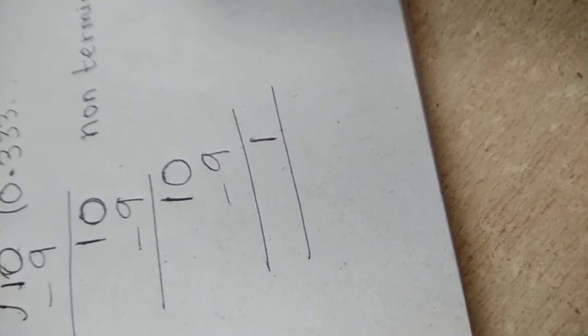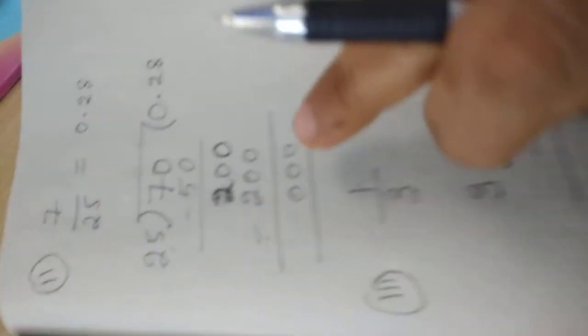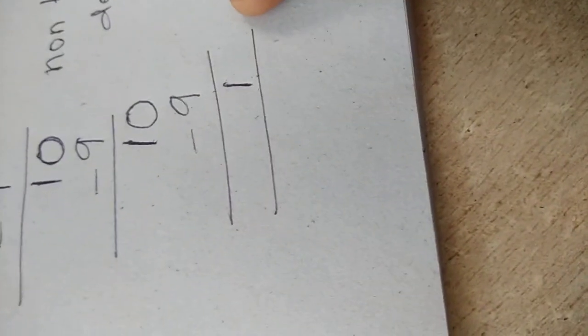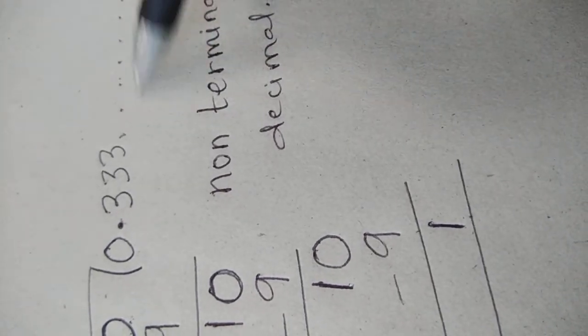So it is a non-terminating decimal. Non-terminating decimal means here we are not getting remainder 0. Okay. Here see, we got remainder 0. Here also we got remainder 0. But in this problem, we are not getting remainder 0. If you go on dividing, you will go on getting 3, 3, 3, 3 like this. So, quotient is not terminating, right?